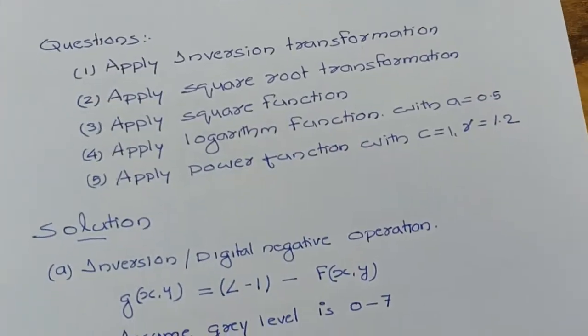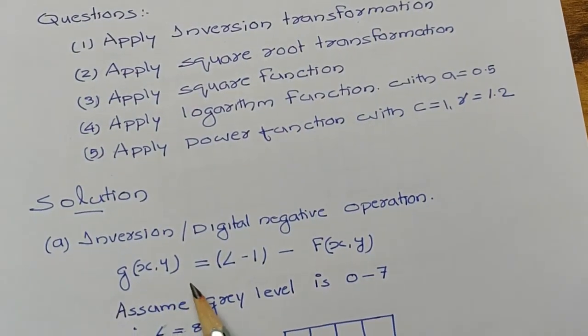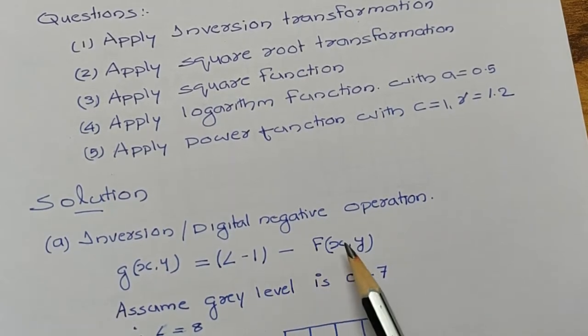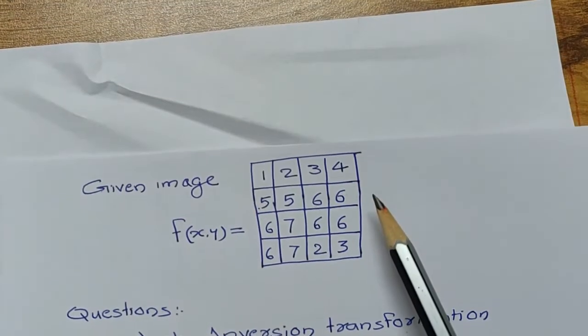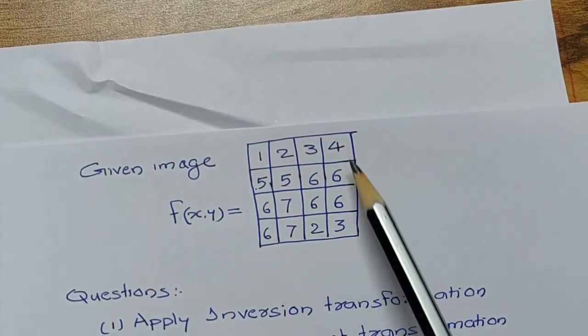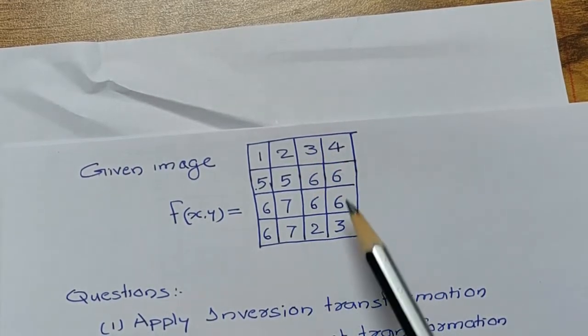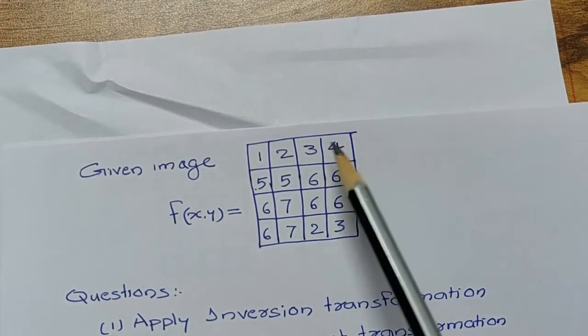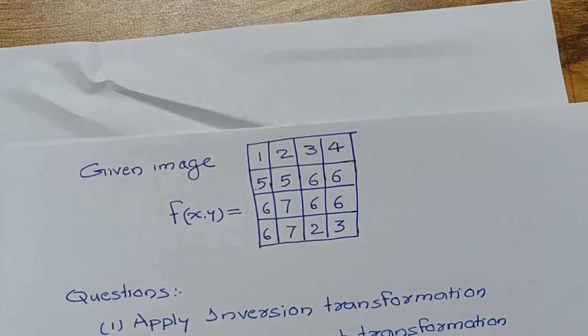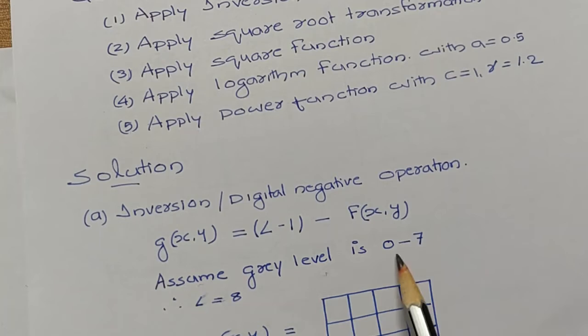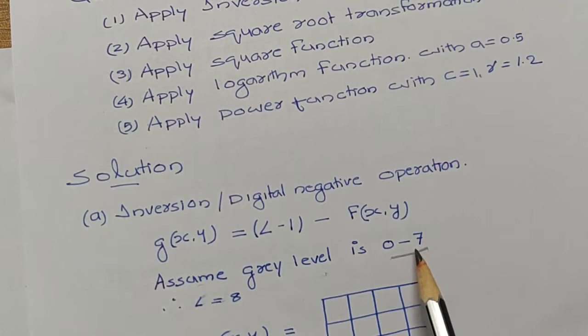Okay, the formula for doing negative transformation, or inversion, is g of xy is equal to L minus 1 minus f of xy. Here, first we have to find out the maximum gray level value. While checking, we can see that 7 is the maximum gray level value, therefore we can assume that the gray level is 0 to 7. Now, if the gray level is 0 to 7, then the value of L is equal to 8.